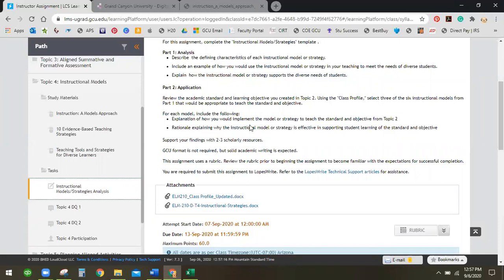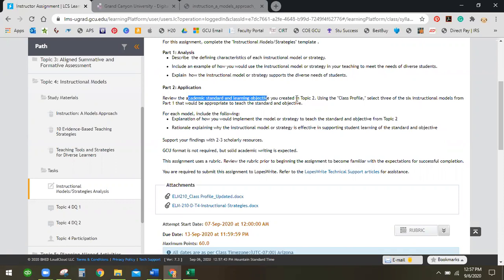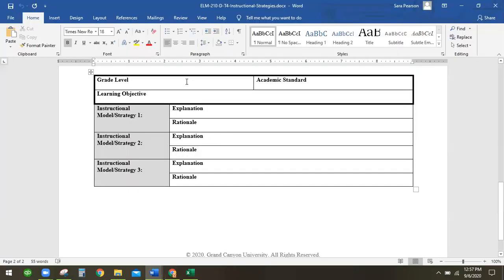Now that you've chosen your 3 models, you're going to use your work from last week. Review that academic standard and that learning objective that you created on topic 2. You're going to copy and paste that over here into your template. You'll put that grade level, that academic standard, and your learning objective. Now, I know you had 3 learning objectives, a know, do, and understand learning objectives. You can choose one of those or place all 3 of them here.